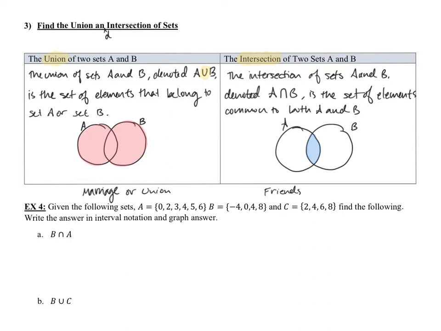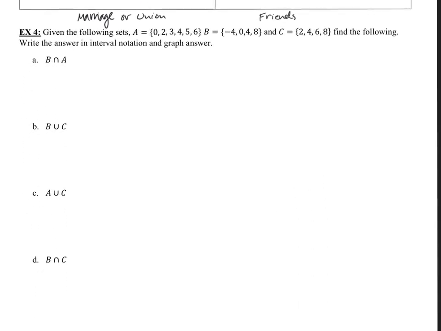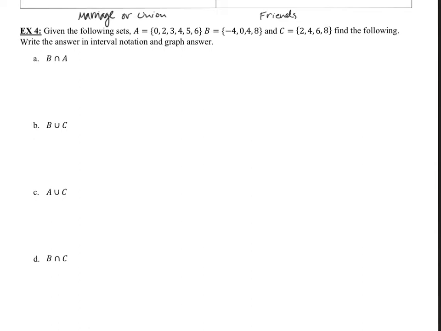All right, let's work on an example. Given the following sets, A equal to the listed numbers, and B equal to the listed numbers, and C equal to the listed numbers. Find the following. Write the answer in interval notation and graph your answer as well. Those are actually the incorrect directions, so do me a favor. We're going to get rid of them. The direction should actually be writing your answer in set notation, just like they are given here.